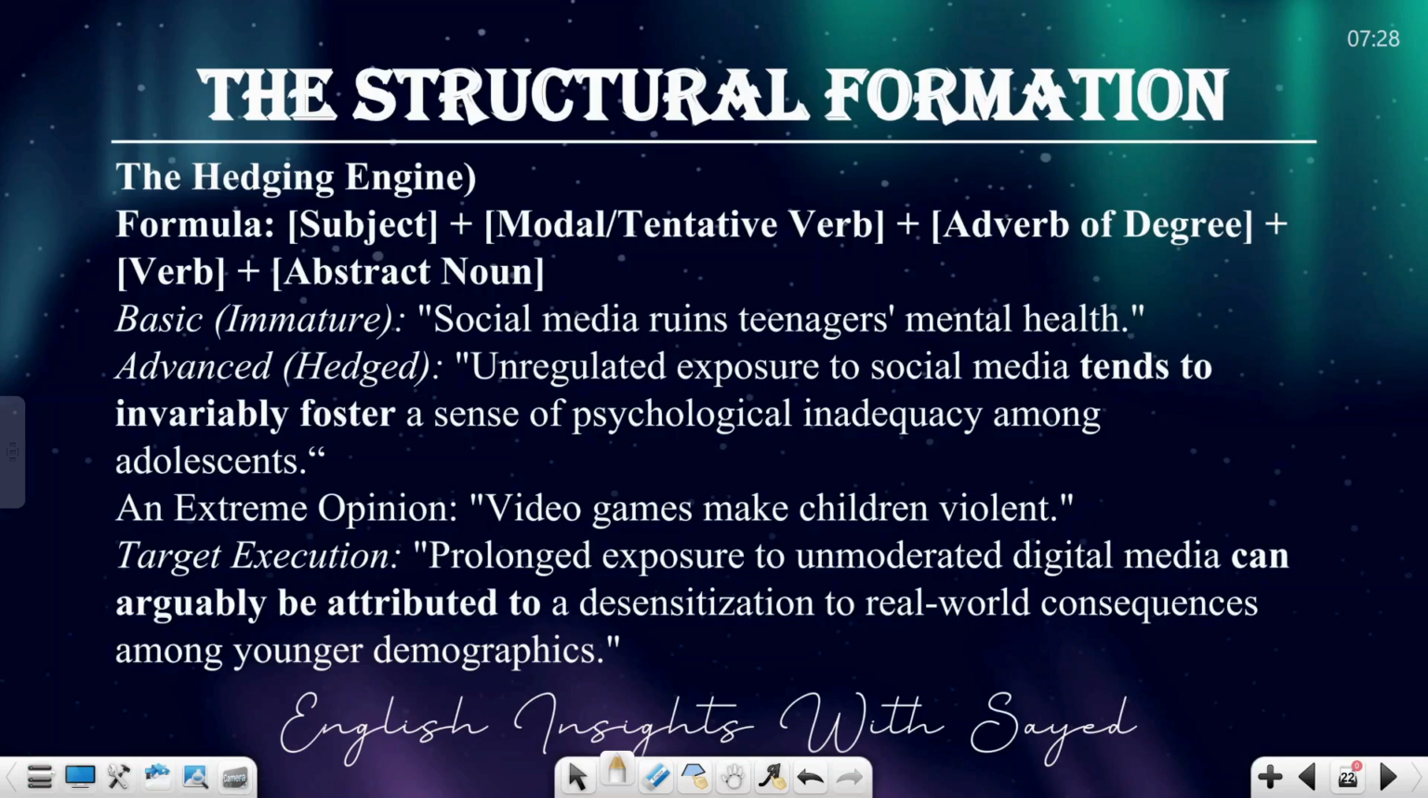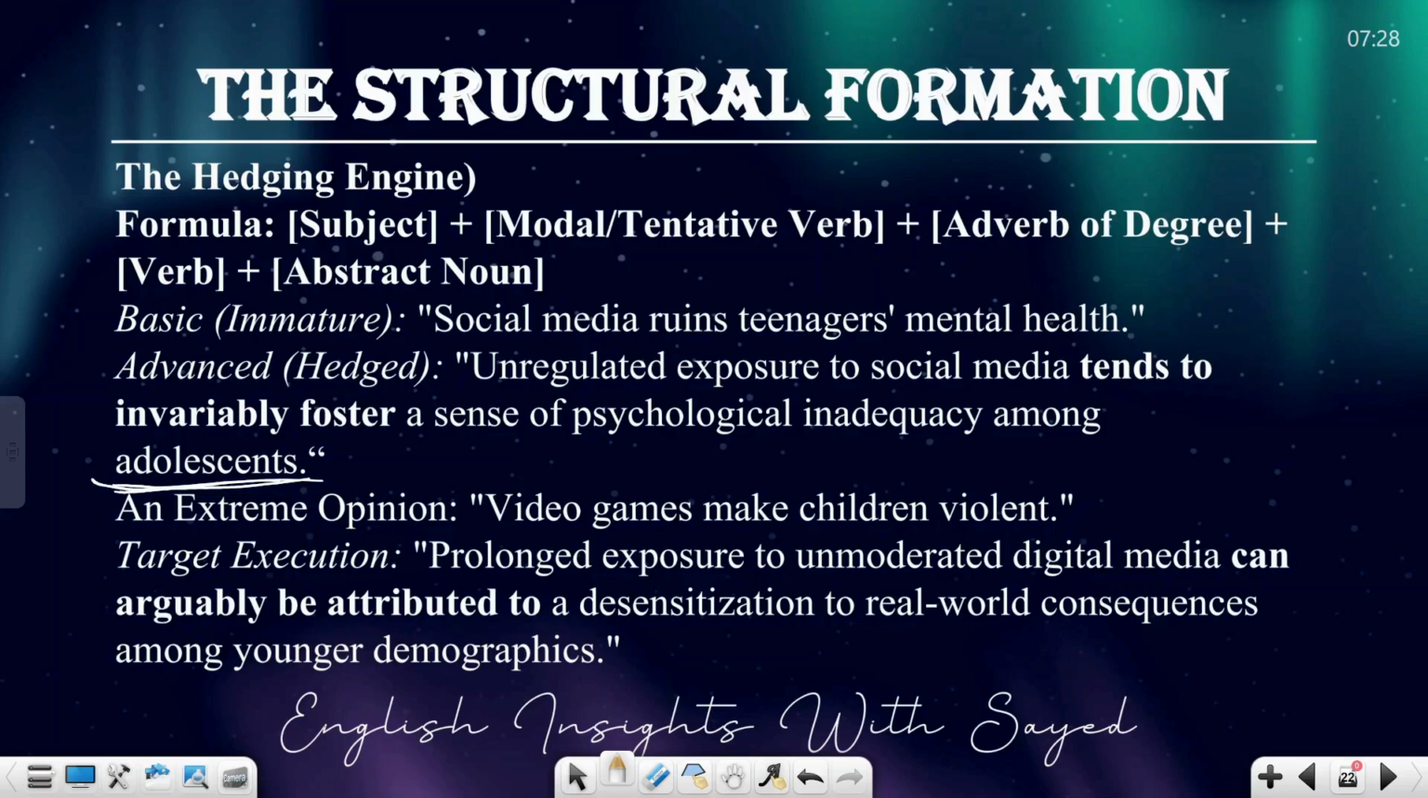So the hedging engine, how will you make it? Subject and modals, tentative verb and adverb of degree, verb and abstract noun. See, "Social media ruins teenagers' mental health." Okay, so this is the absolute answer. You have given the statement, so it cannot be. How could we make it? "Unregulated exposure to social media trends to invariably foster a sense of psychological inadequacy among adolescents, among the young people," right? Among the teenagers, you have used the word adolescents, a synonymous word for teenagers.